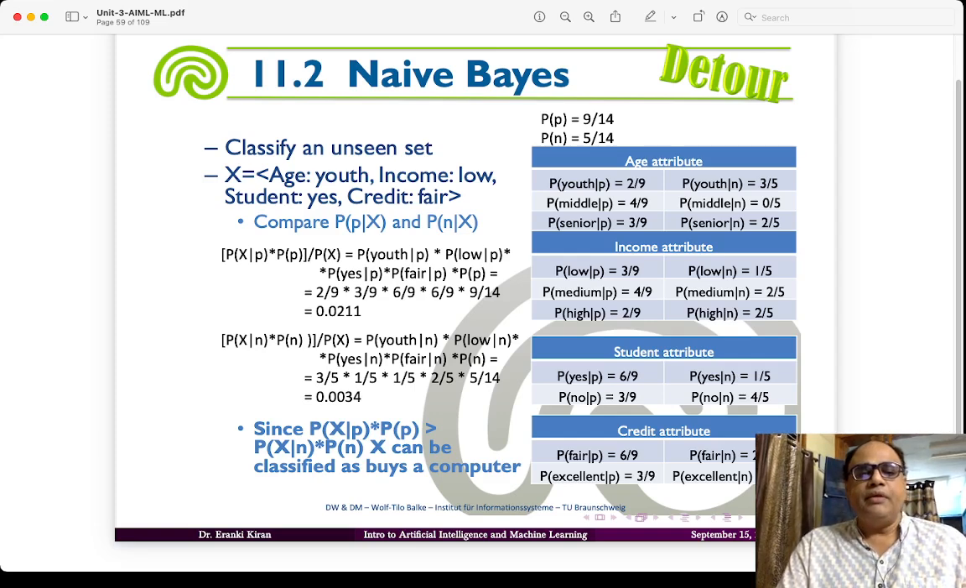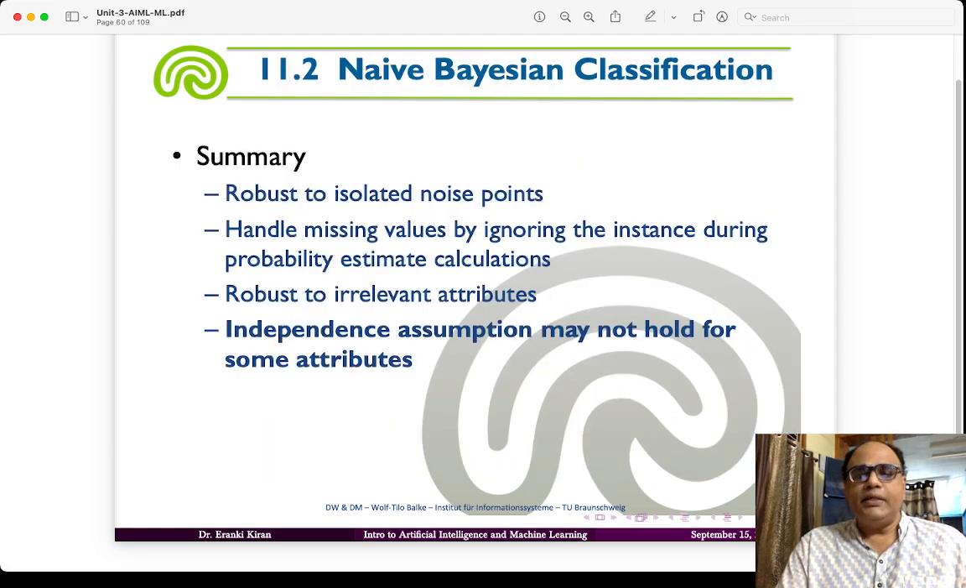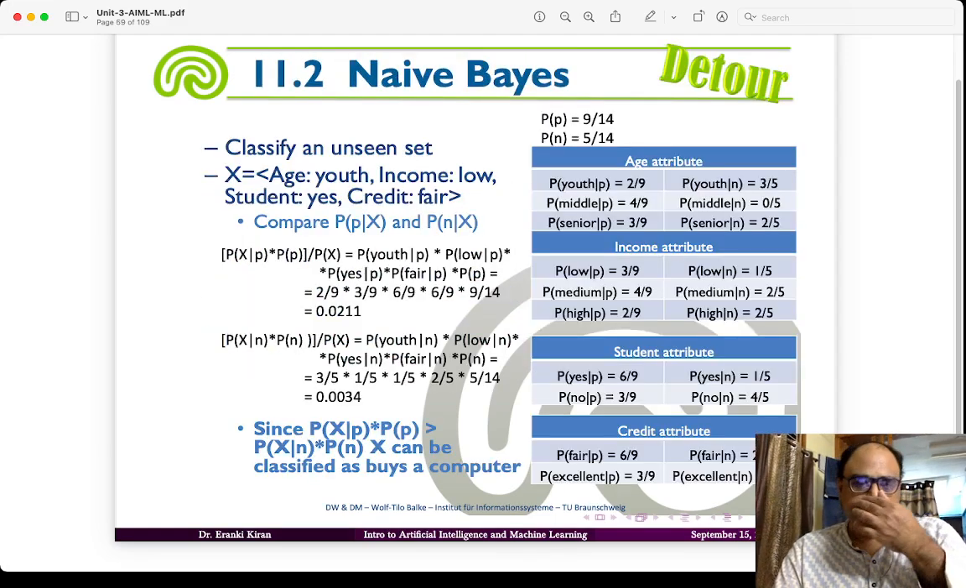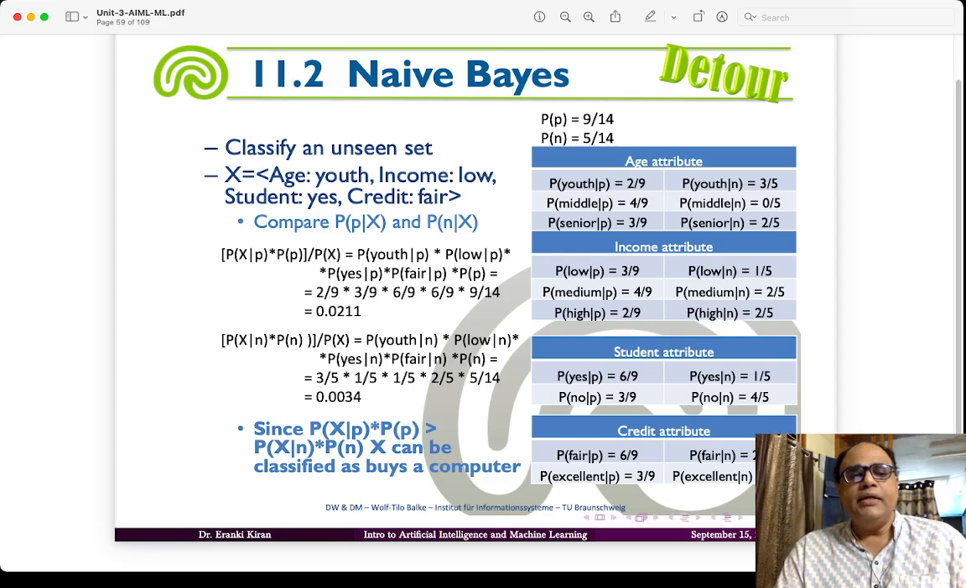Okay, so we can conclude that if the probability of occurrence of yeses is higher than the probability of occurrence of no's, then we can conclude the outcome for whatever test case data has been given here. So this is your test case data. The test case data says that x is considered as age is youth, income is low, student is yes, and credit is fair.